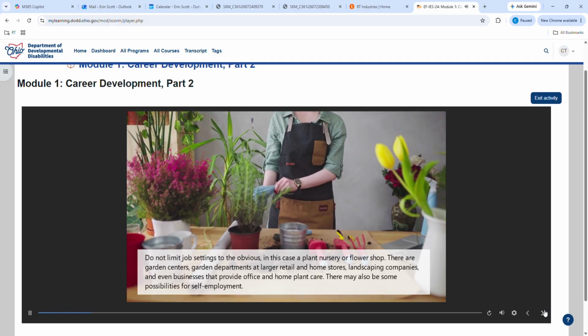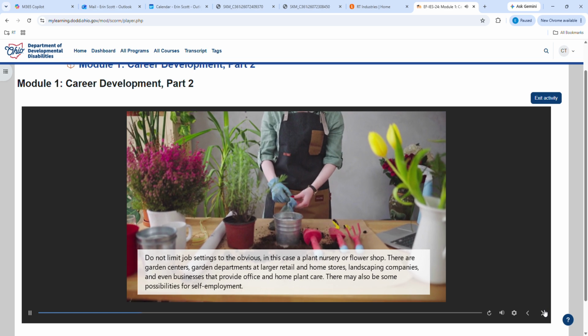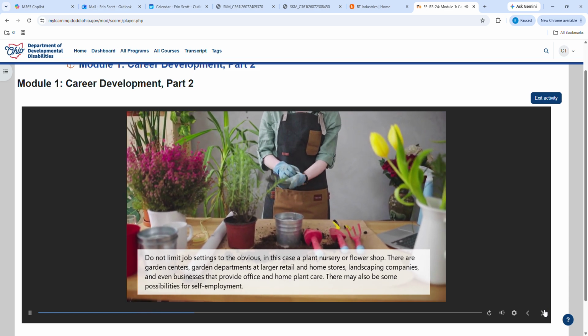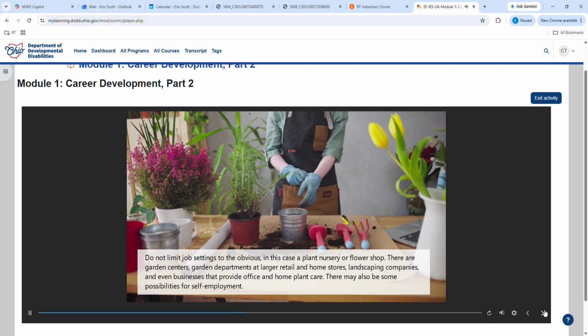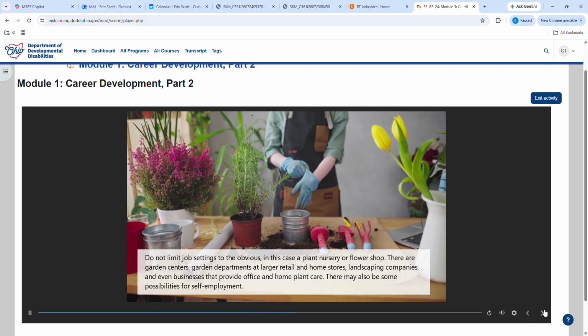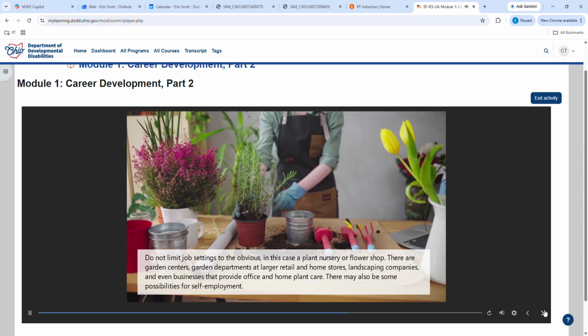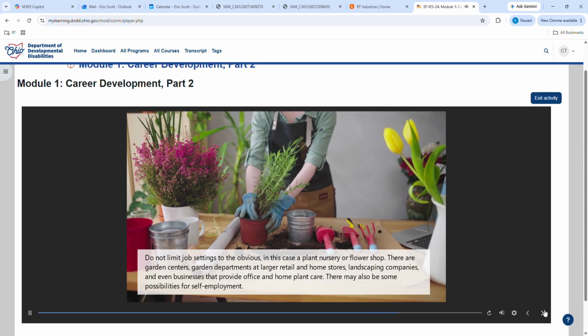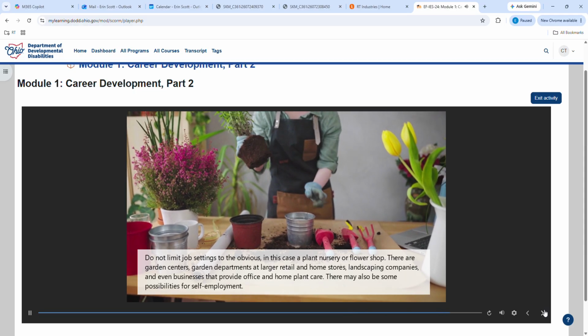Do not limit job settings to the obvious, in this case, a plant nursery or flower shop. There are garden centers, garden departments at larger retail and home stores, landscaping companies, and even businesses that provide office and home plant care. There may also be some possibilities for self-employment.